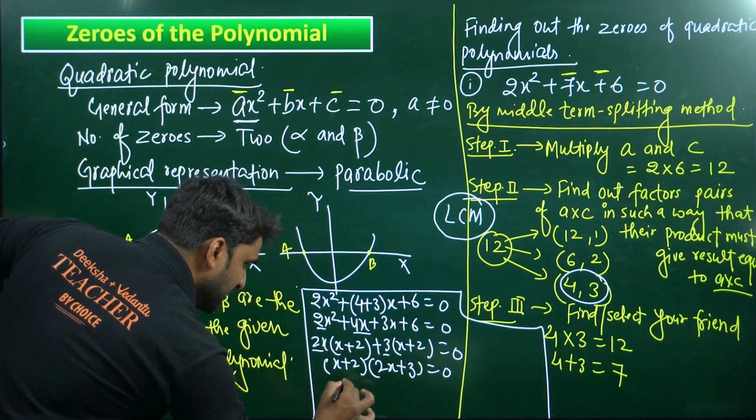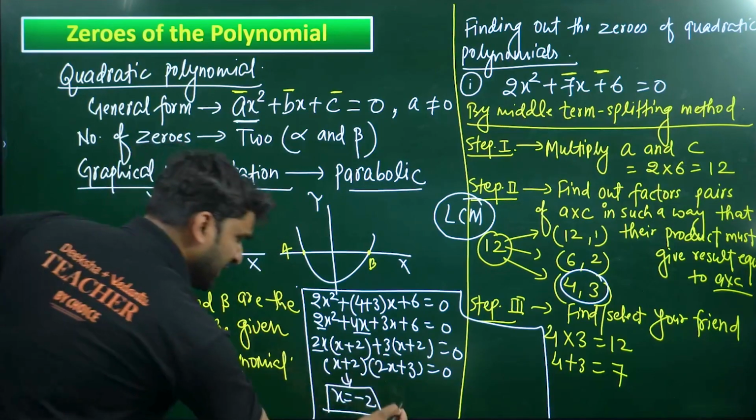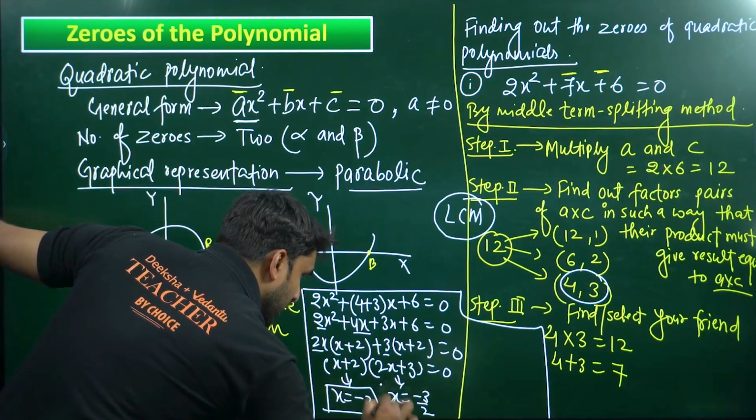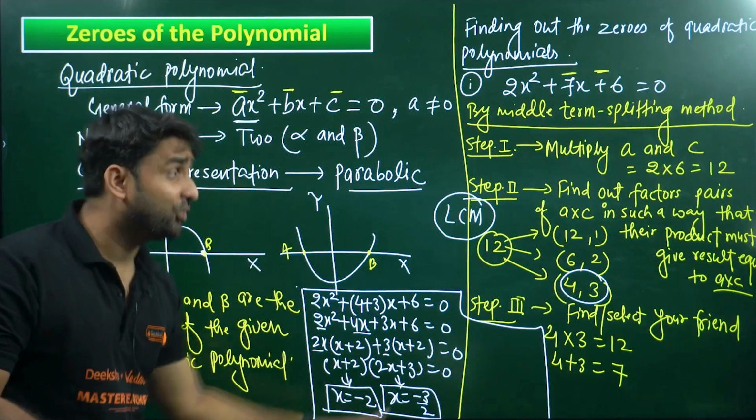Taking this as equal to 0, x will be equal to minus 2, and taking the other equal to 0, x will be equal to minus 3 by 2. These two values of x are the zeros of this equation.